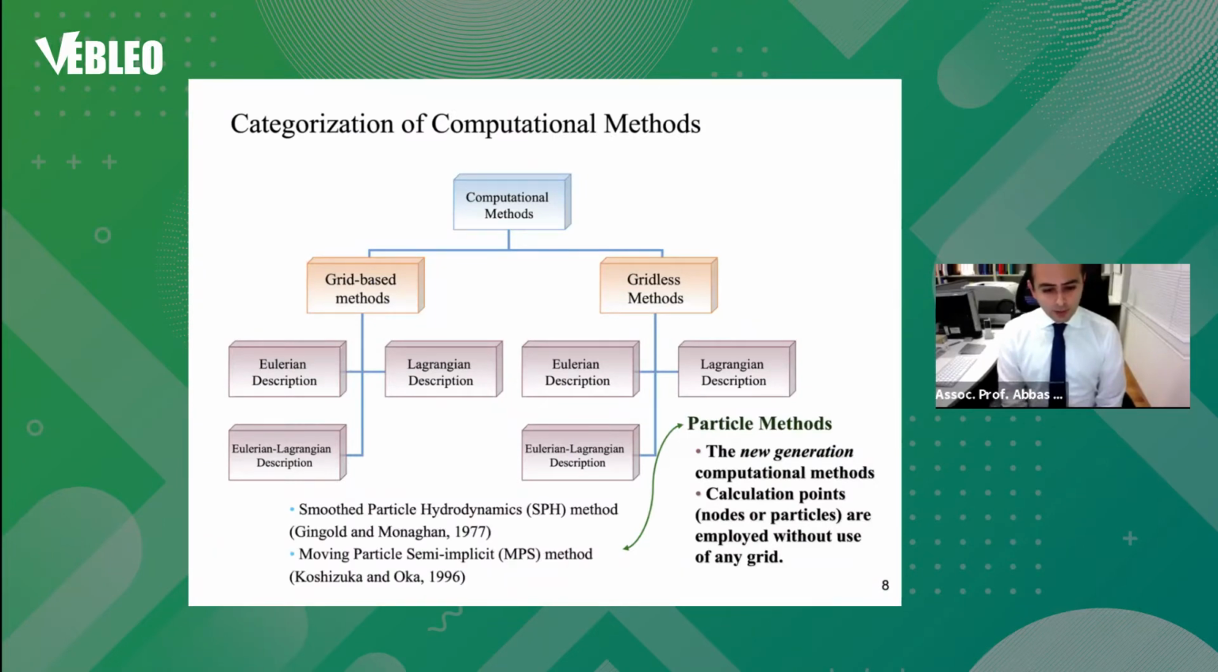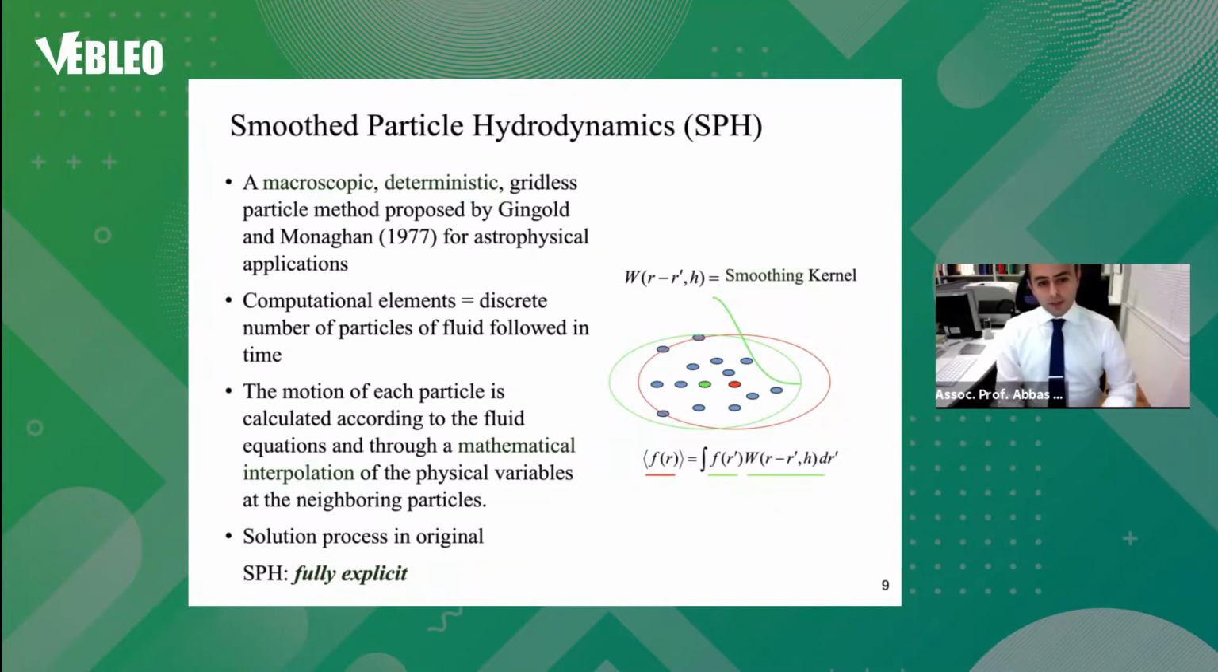In today's presentation, I will briefly introduce two particle methods, namely SPH, which is smoothed particle hydrodynamics, and also MPS, or the moving particle semi-implicit method. SPH is a microscopic and deterministic particle method. It was proposed in 1977 for astrophysical applications, and the solution process is fully explicit. At the heart of SPH, we have a simple weighted averaging, or interpolation, scheme. If you would like to obtain some physical values at target particles, what we do is calculate a local weighted average of the values at the neighbors. This gives us the values at the target particles.